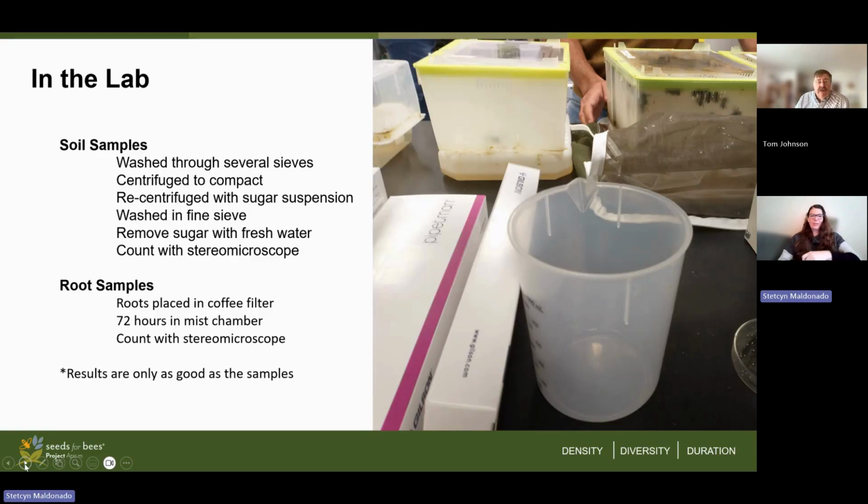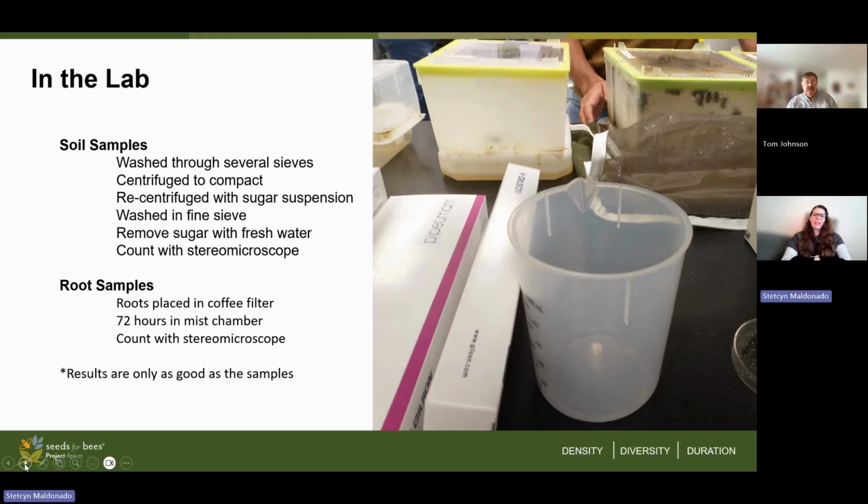So in the lab, this is how some of the samples are processed. For soil samples, they'll be washed through several sieves. They're trying to wash the nematodes out of the soil. So you can imagine how difficult it is to selectively clean out a microscopic organism from some dirt. There's some appreciation for what they do.